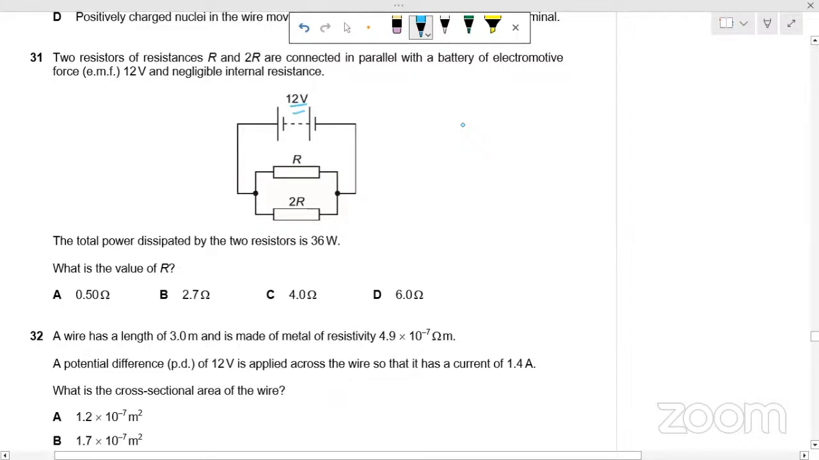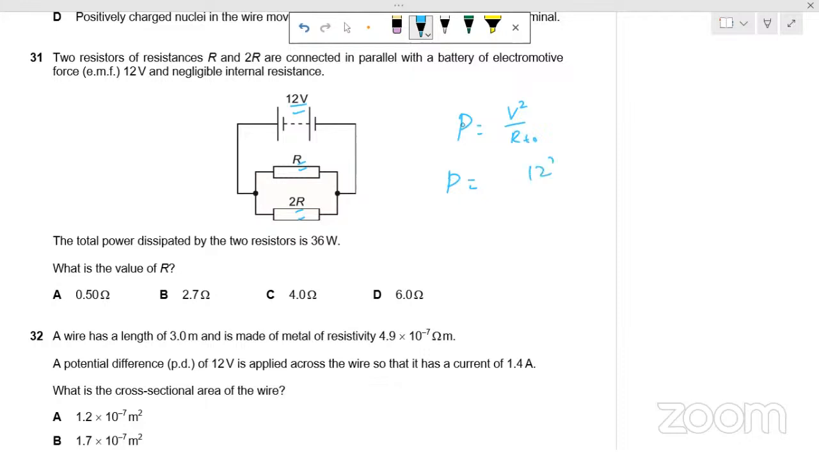Question 12, R to R, what is the value? The total power dissipated in this. We have already done this question. Power is V squared divided by R total. So power is 12 squared divided by R total. First find R total, then using the parallel formula, you can find this R. That is a very simple question.